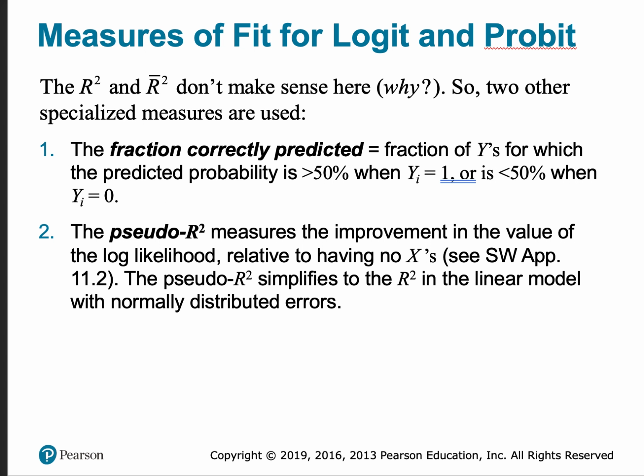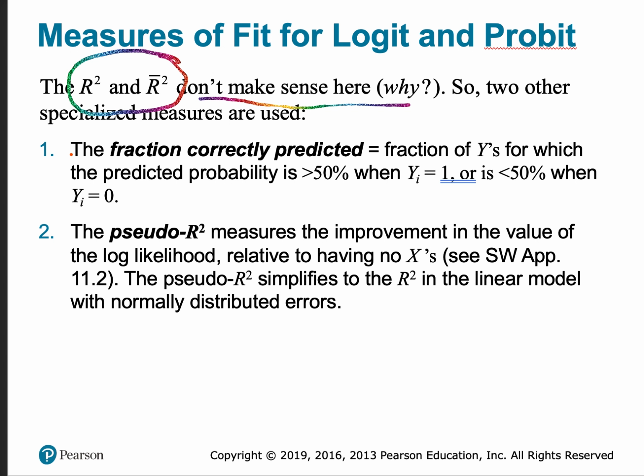Let's take a moment to look at measures of fit for logit and probit. The R squared and adjusted R squared that we compute using OLS don't make sense here. Why not? Well, recall that R squared and adjusted R squared refer to the sample variance in Y explained by the variance in X. But we're not seeing variance in Y because there are only two potential values for Y. So we need some specialized measures of fit.